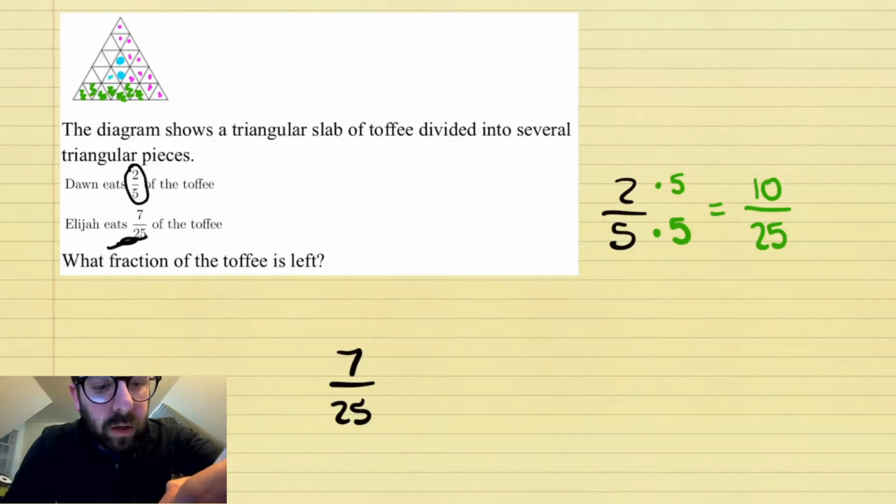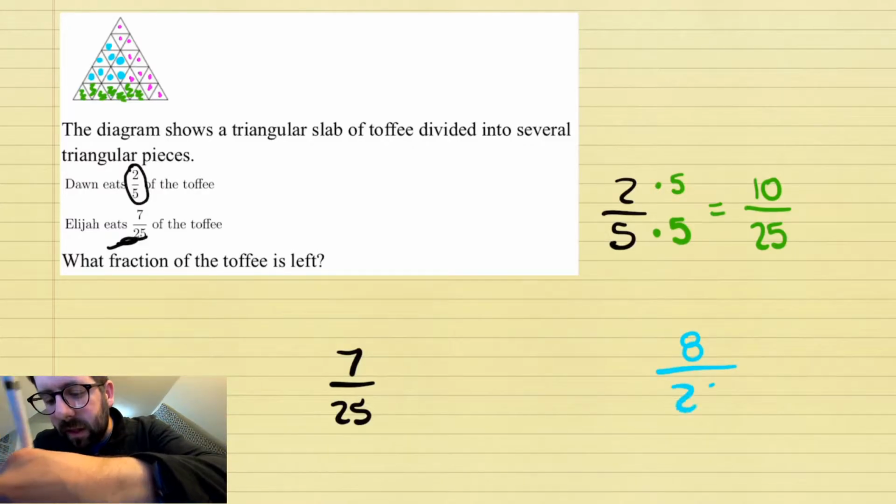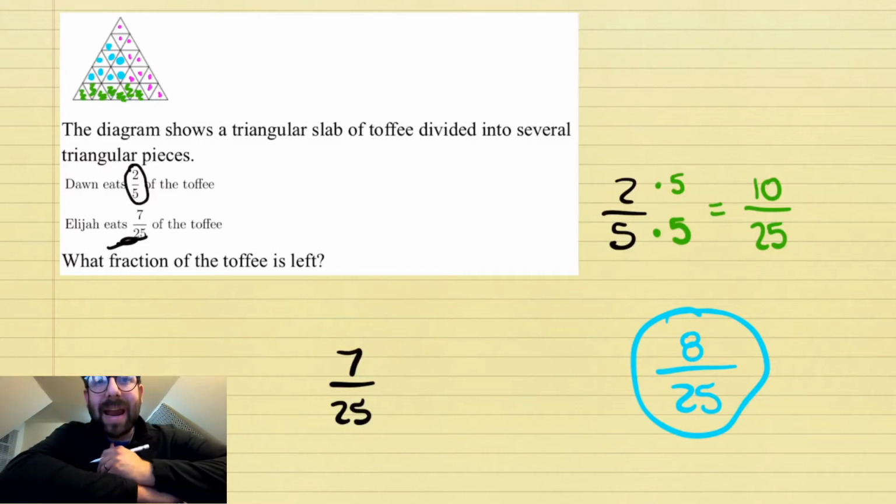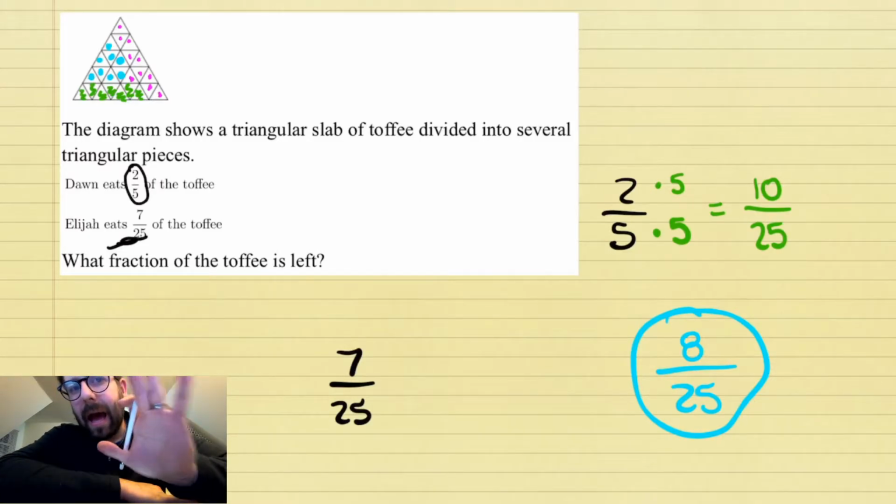So there's 1, 2, 3, 4, 5, 6, 7, 8. There's 8 pieces left out of 25. This is the answer we're looking for. It's 8 out of 25. Now, how do we get there?